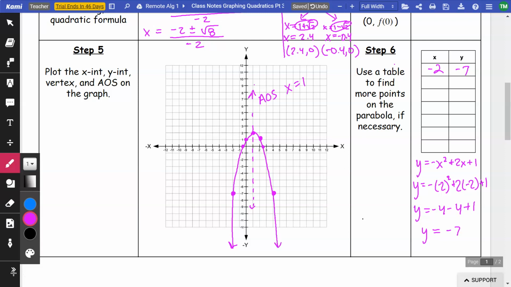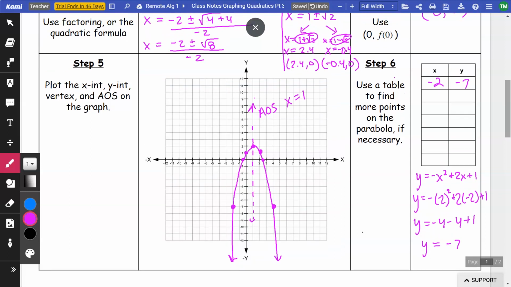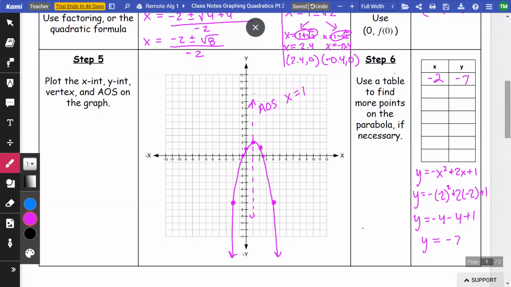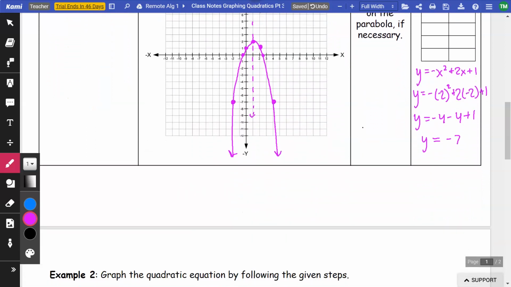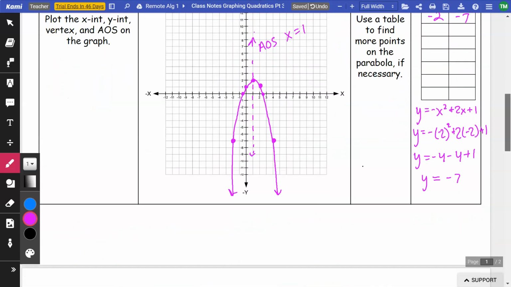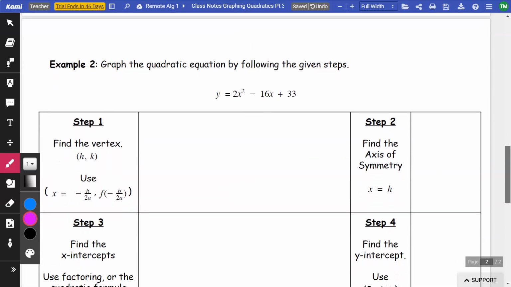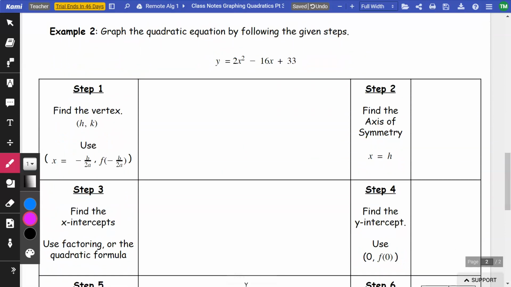All right. So now that we have refreshed our memory on how to find x-intercepts using the quadratic formula when we can't factor, go ahead and get started on example 2. So for example 2, I want you to do step 1, 2, 3, and 4 on your own. Press pause and then press play when you are ready to check your work.